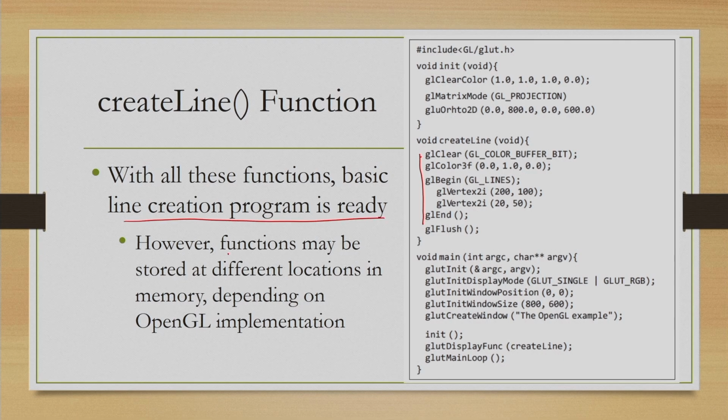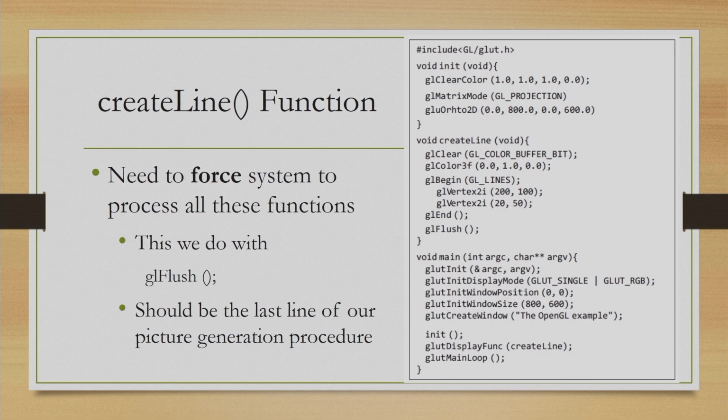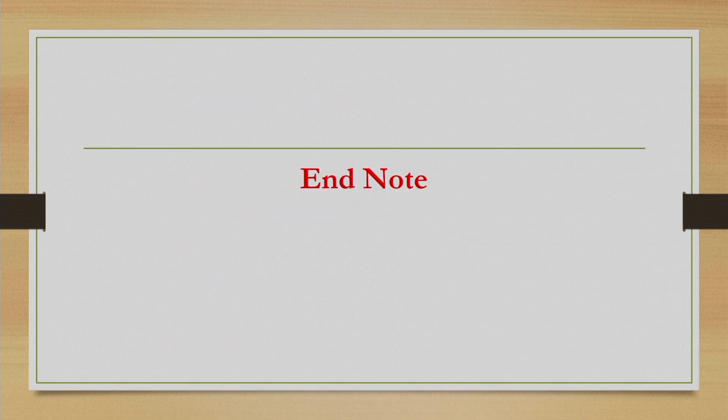One point to be noted here is that these functions may be stored at different locations in memory depending on the way OpenGL is implemented. And we need to force the system to process all these functions. This we do with the other function, glFlush, as shown here. This should again be the last line of our picture generation procedure, which indicates that all the functions we have used must be processed one after another. So, that is how we can create a program using OpenGL.